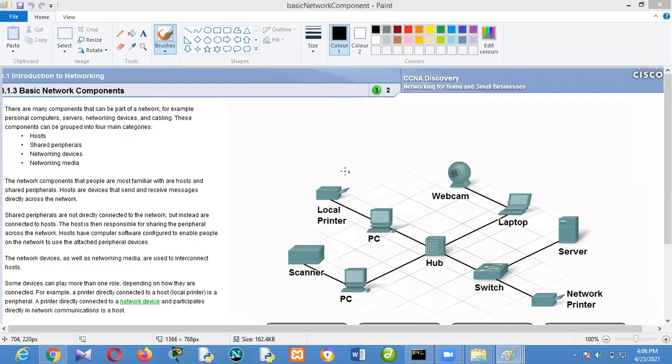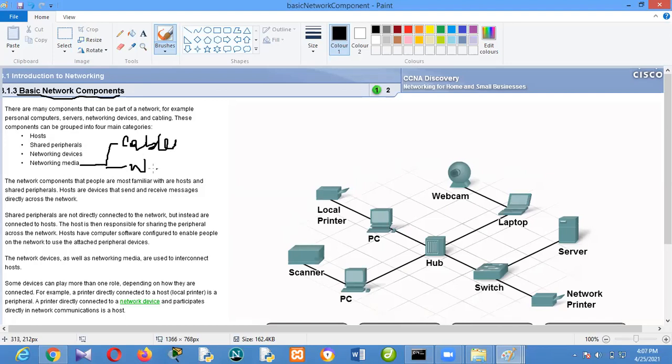So I started from the basic networking components. I've treated so many things. I am still on media, where I said that I treated cables and the remaining is wireless. So I want to talk about wireless now.